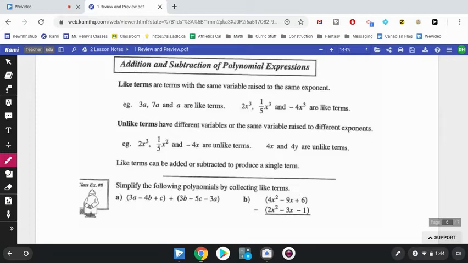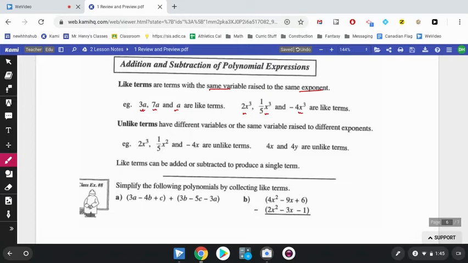Like terms are terms with the same variable raised to the same exponent. So not only do I need to have the same variable, the exponent needs to be the same as well. So like 3a, 7a, a. Those are all like terms because it's just an a. 2x cubed, 1/5 x cubed, and negative 4x cubed. Those are all like terms. They all have the x cubed.